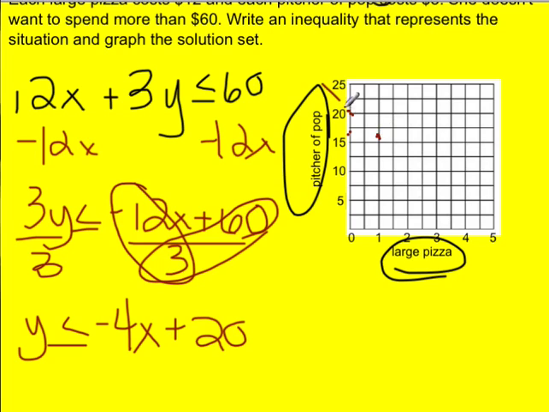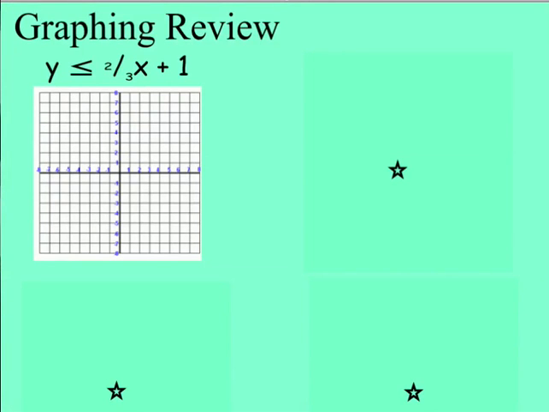So I'm going to connect those two with a solid line because I decided I could spend exactly $60 if I wanted to. And then I'm going to go ahead and shade down. Color that in. And that's my answer for that one. Let's just do a little bit of a regraphing review for this one.